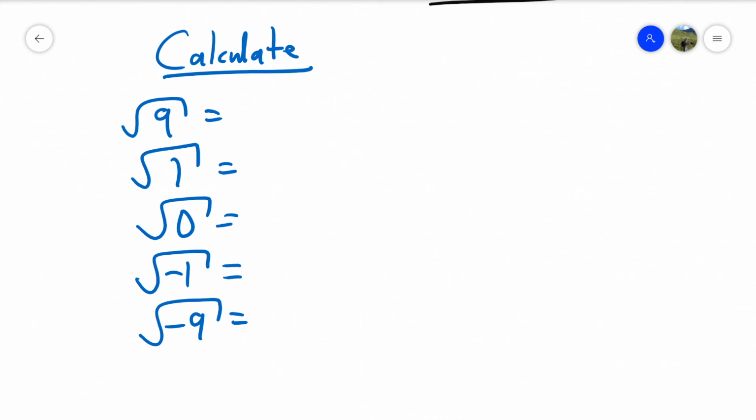Have a go in your own time. 3, 1, 0, not possible, not possible, because you can't square root a negative number.